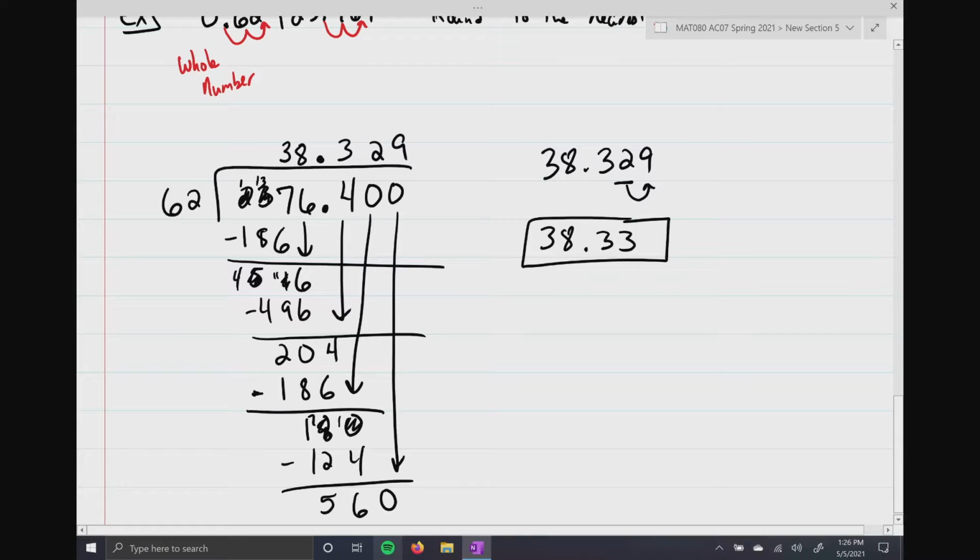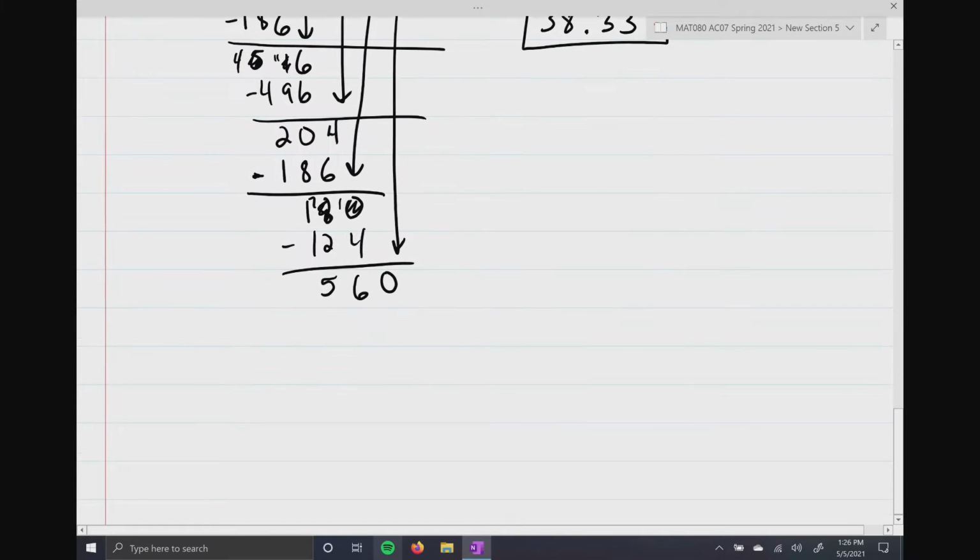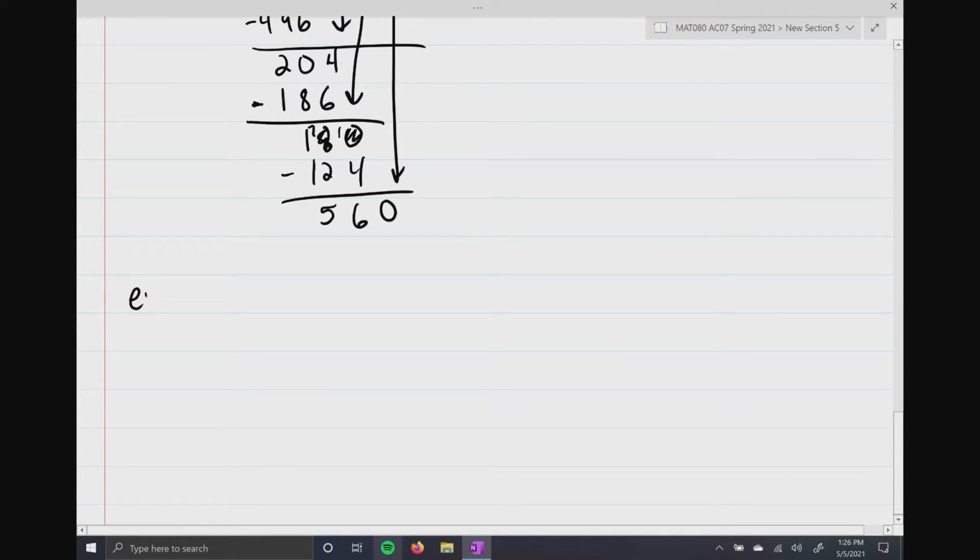Are there any questions? Any questions whatsoever? All right. Let's go back to fractions. We're going to do a lot of fraction work now.